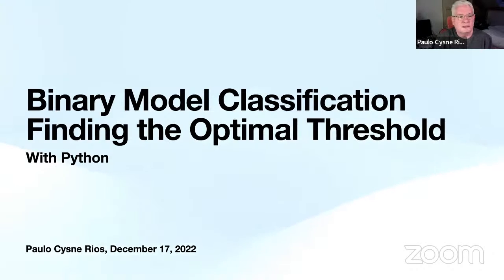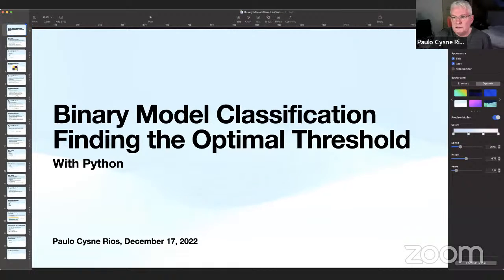So we're going to see today about binary model classification, and how to find the optimal threshold. You're going to understand what I mean by threshold and what I mean by optimal. We're going to have a Q&A at the end of our session so that we can move along. But if there is anything important, just let me know. Otherwise, we are going to do a Q&A at the end.